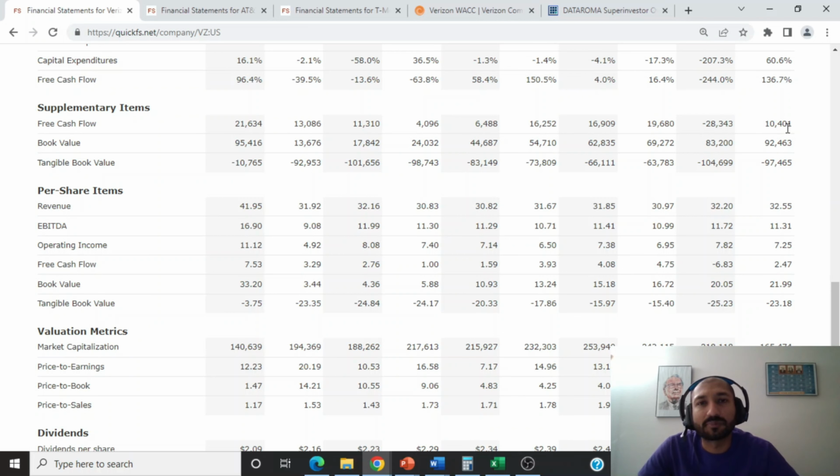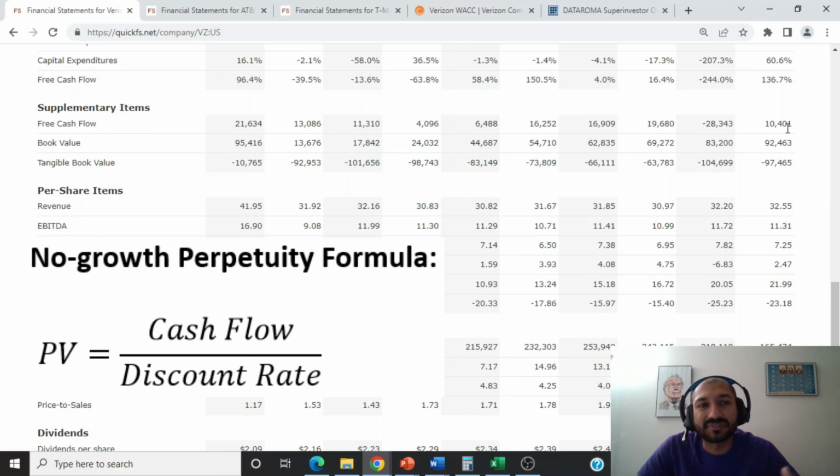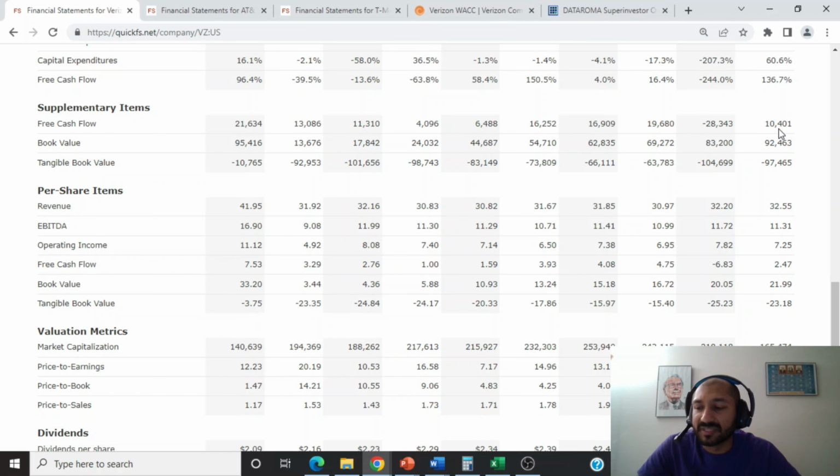Now, if you use the no-growth perpetuity model and use a 10% discount rate, which is 6% weighted average cost of capital plus 4% of margin of safety, then that would imply an intrinsic value of $104 billion. The company's current market cap is $146 billion. So this goes to show that if we use the company's 2022 free cash flow and expect that the $10.4 billion is what the company's free cash flow will be every year from now into perpetuity, the company's intrinsic value would come out to be about $104 billion.